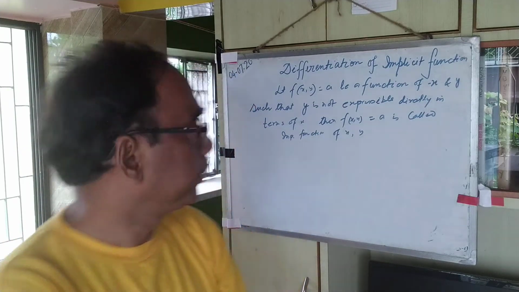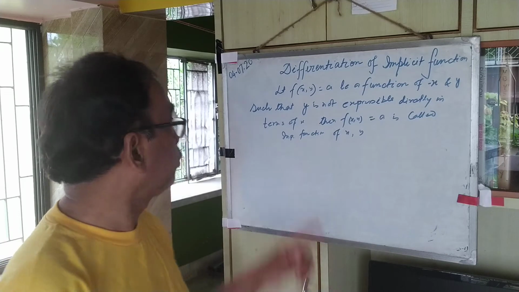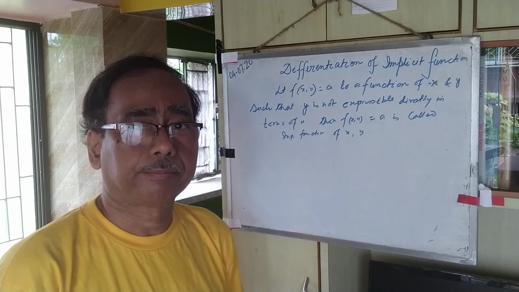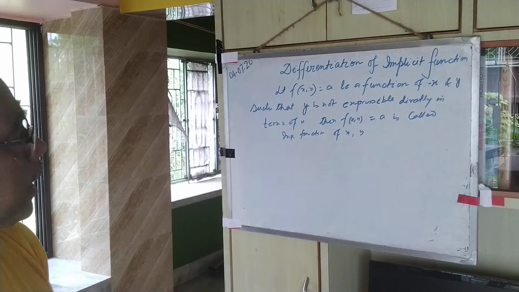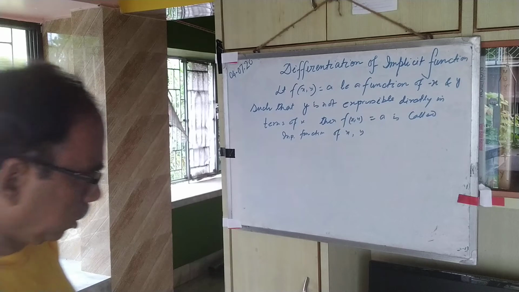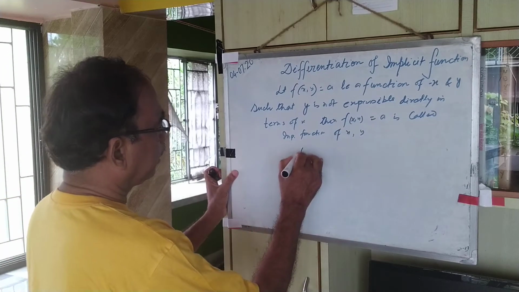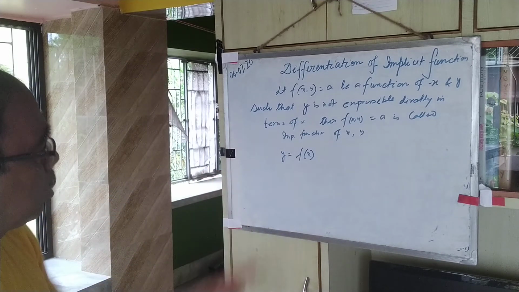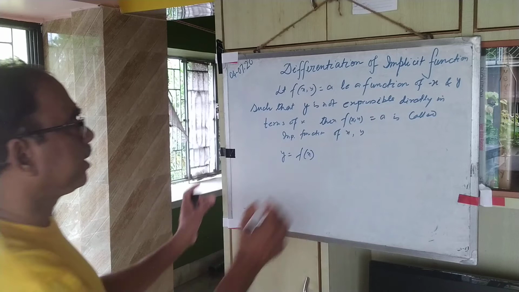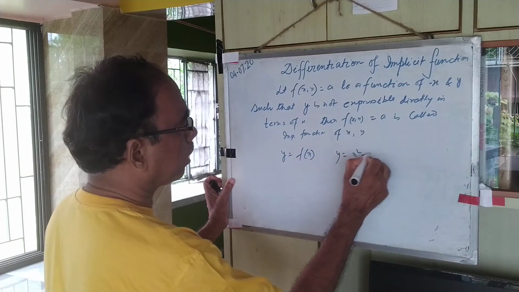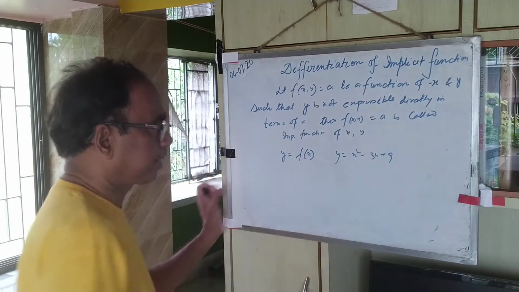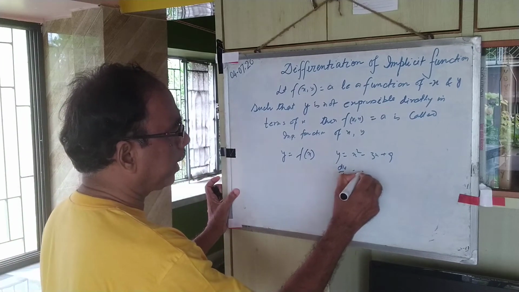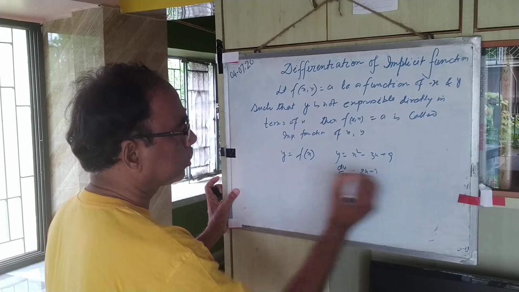Good afternoon, students. Today I am going to start differentiation of implicit functions. It is another kind of differentiation. Normally, if y equals f(x), as we have done in the previous class, that is y equals x square plus 3x plus 9, such things, we differentiate this: dy by dx equals 2x minus 3.